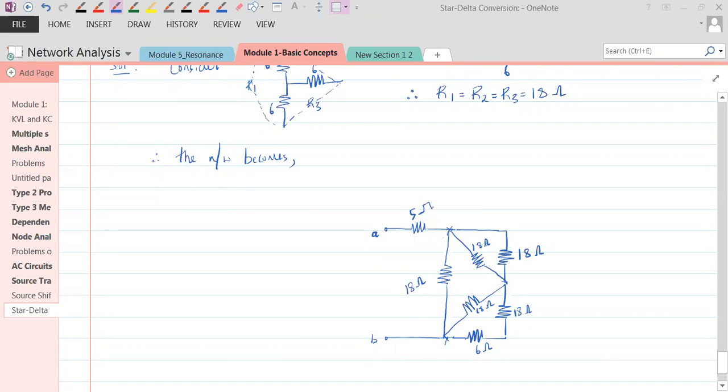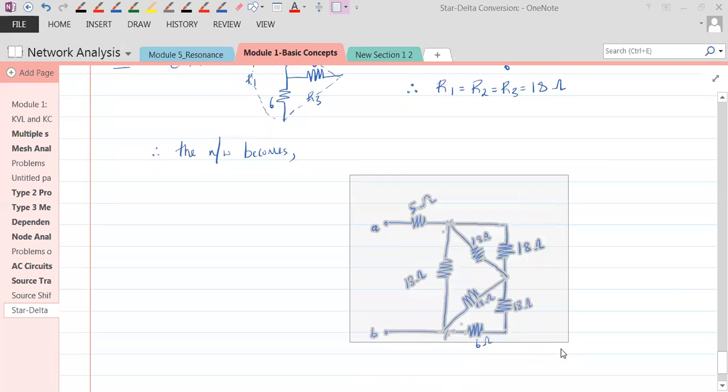Earlier, there were no resistors in series, no resistors in parallel. Now see the simple thing, how beautifully they are arranged now. How beautifully the things have been arranged.